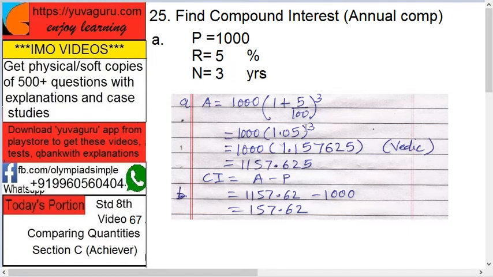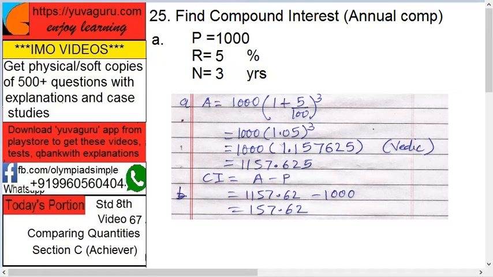Follow that. Okay. So 1000 into 1.157625, just multiply it. 1000 has 3 zeros, so the point shifts 3 places to the right. So 1157.625. That is A. Now what we want is compound interest. So CI equals A minus P. So 1157.62 minus 1000 is 157.62. That is the required answer.